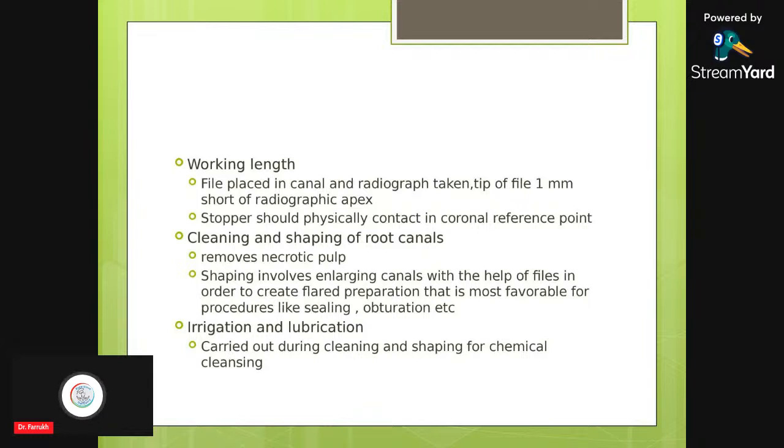Okay. Cleaning and shaping of the root canals. Basically, it removes the necrotic pulp. Shaping involves enlarging the canals with the help of files in order to create a flared preparation that is most favorable for procedures like sealing and obturation, etc.